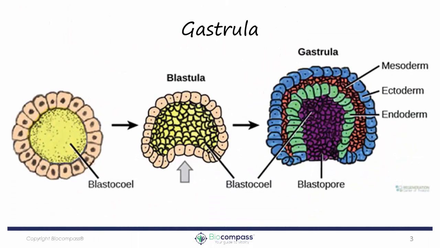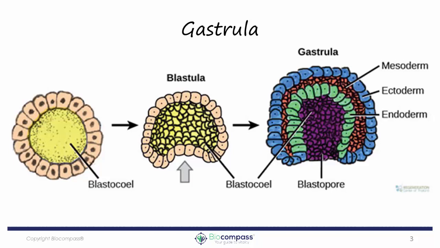So when we zoom into the gastrula, we see that this type of cell now has 3 different layers. The endoderm, which is the inner part of the gastrula, the mesoderm, which is the middle part, and the ectoderm, which is the outer part.